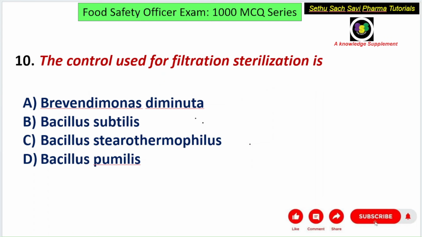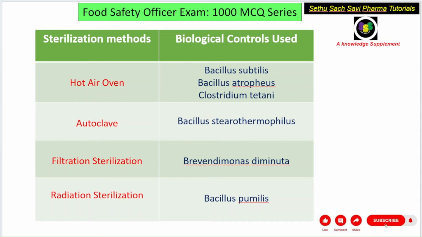Coming to the last question, the control used for filtration sterilization is A, Brevundimonas diminuta, B, Bacillus subtilis, C, Bacillus stearothermophilus, D, Bacillus humilis. You need to know we always have a control to check whether sterilization is done properly. We have biological controls for each sterilization. In the case of the hot air oven, we can use biological controls like Bacillus subtilis, Bacillus atrophaeus, or Clostridium tetani.